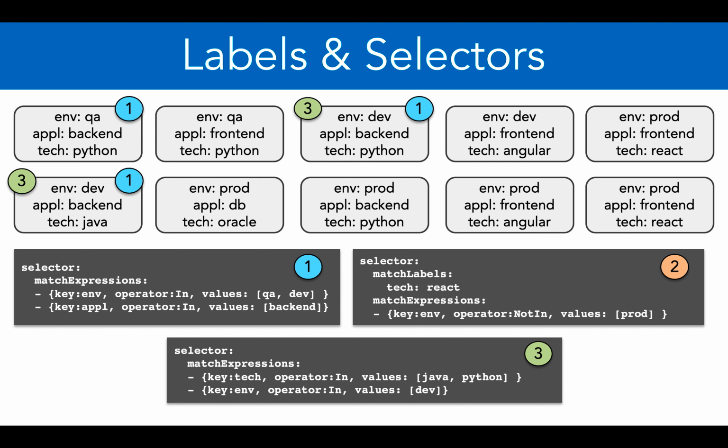So these are the 2 pods, because this has Python and this has Java. There are other pods also with Python and Java. For the second expression, where env should be equal to dev, it matches only these 2. So these 2 are dev. This is also dev, but the technology is Angular rather than Python or Java. So I hope the concept of labels and selectors is clear.